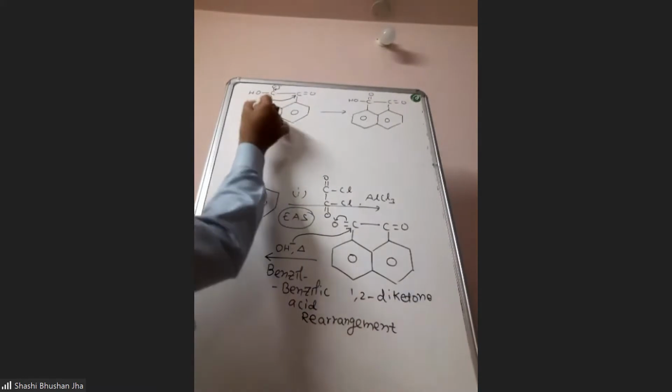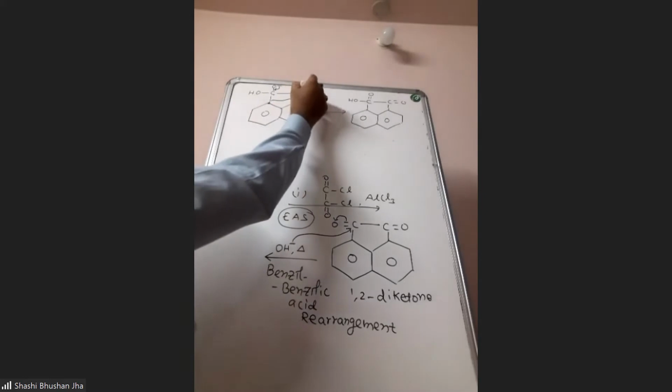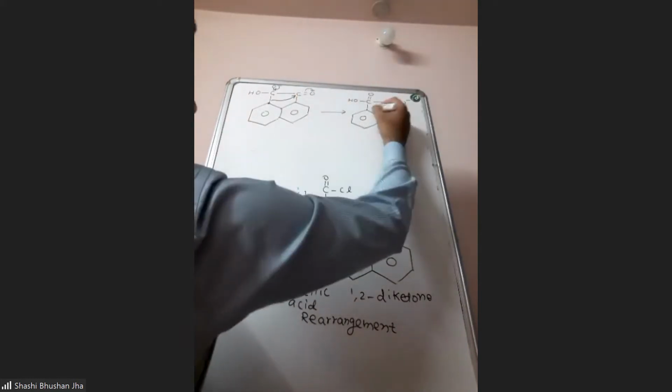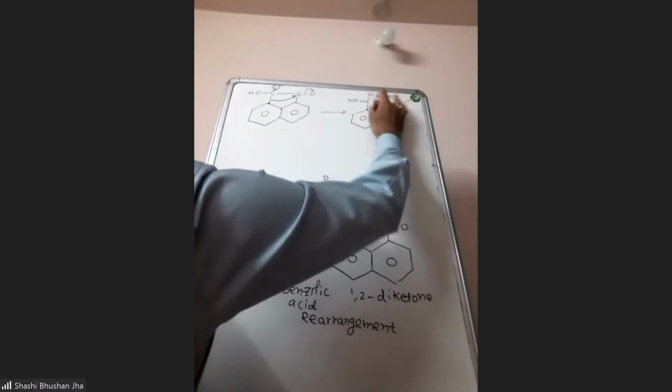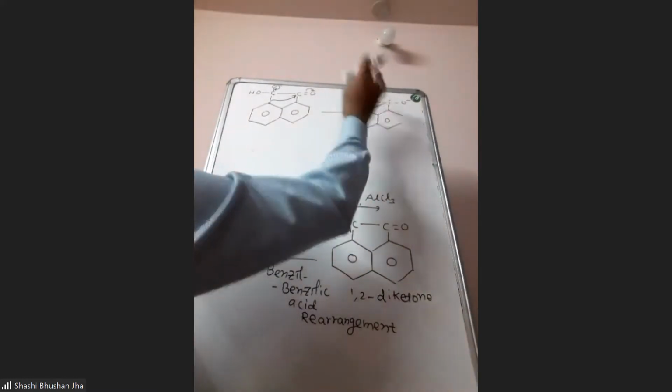Now see here, when this phenyl migrates to this carbon, this pi bond will get shifted to oxygen. So here this oxygen will have a negative charge, and there will be a new bond between the two carbons. And this bond will be broken.